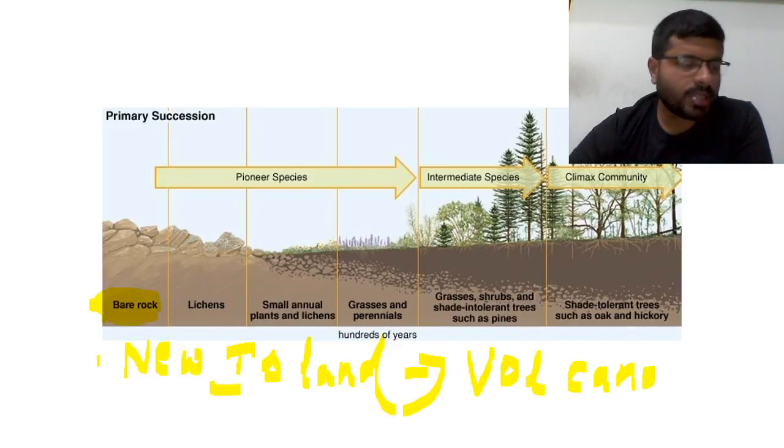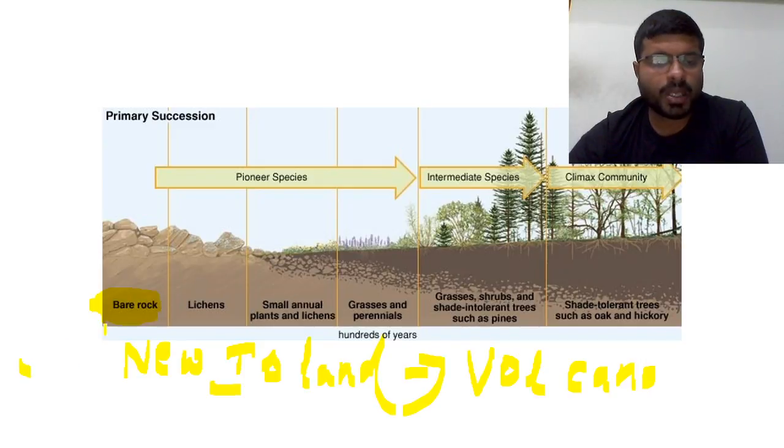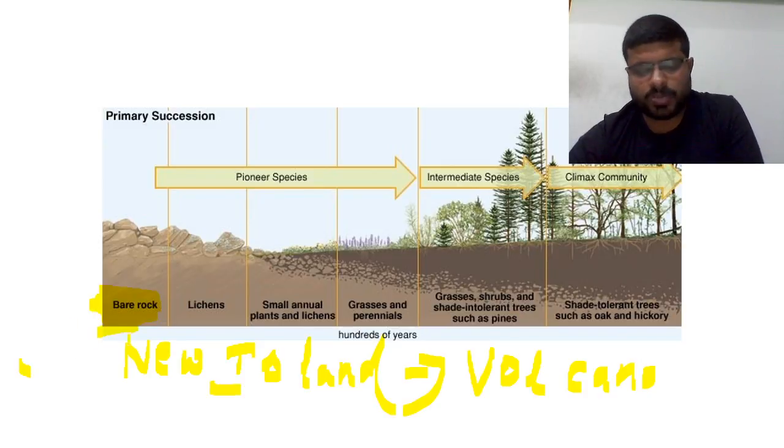Because of volcanoes, imagine that a new island has been created. Initially there is bare rock. Nothing, no animal species. Whatever sediments and lava have erupted slowly cool down. As it cools down, some minor rocks will develop. Those bare rock surfaces we call bare rocks.